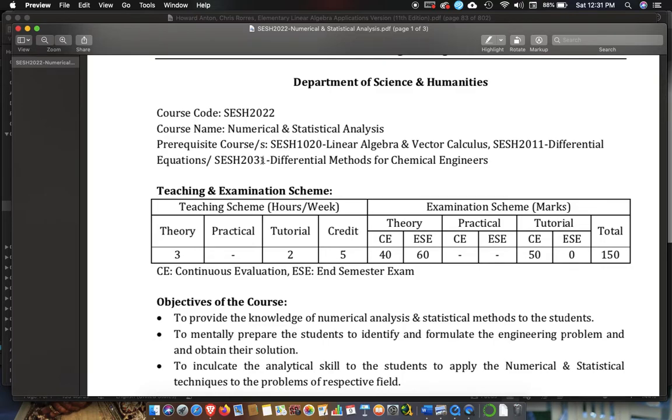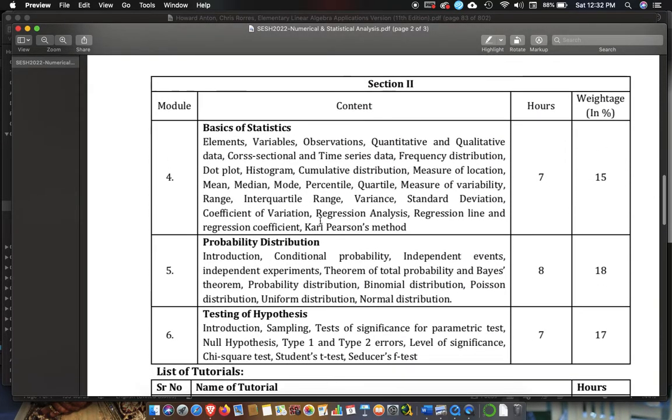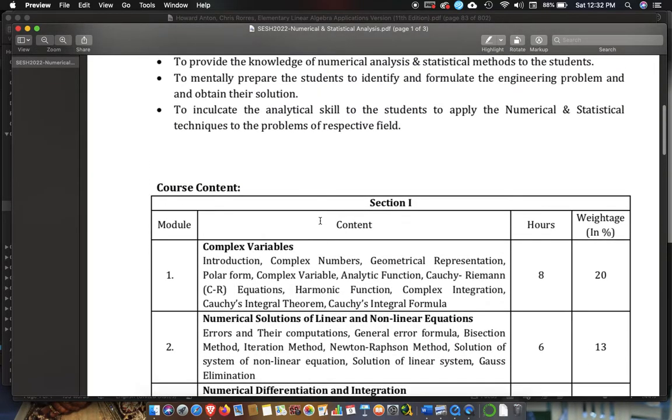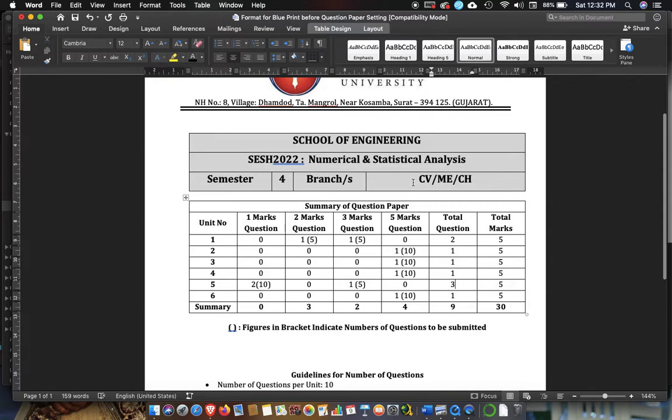I have a course, SES 2022, Numerical and Statistical Analysis. In this course there are total 6 units. In the blueprint file I'll edit the above mentioned things.